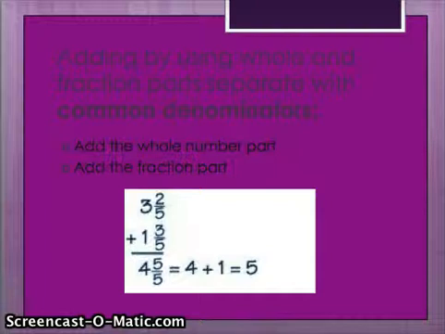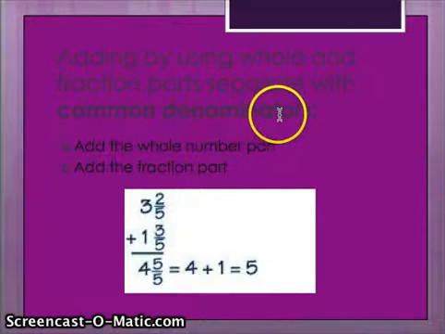Now, adding by using whole and fraction parts separate with common denominators is very easy. There's just 2 steps. Step 1, add the whole number part. Step 2, add the fraction part. Now note that this is common denominators.